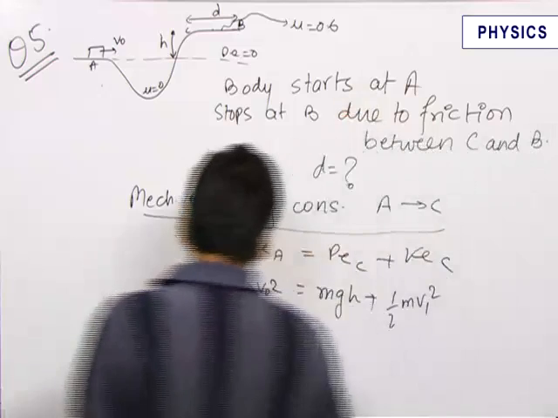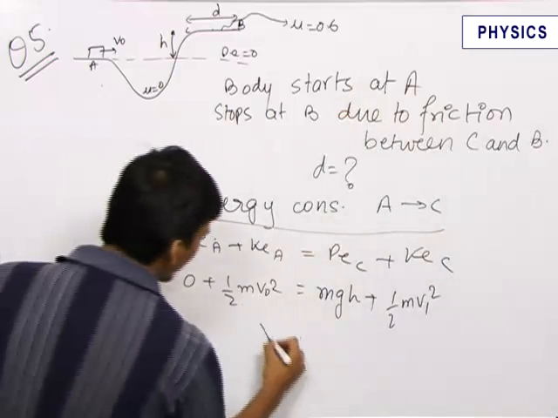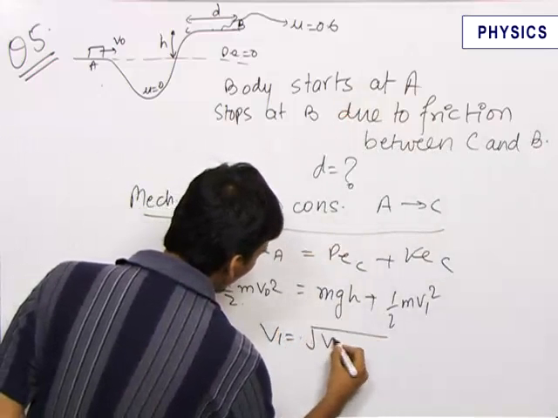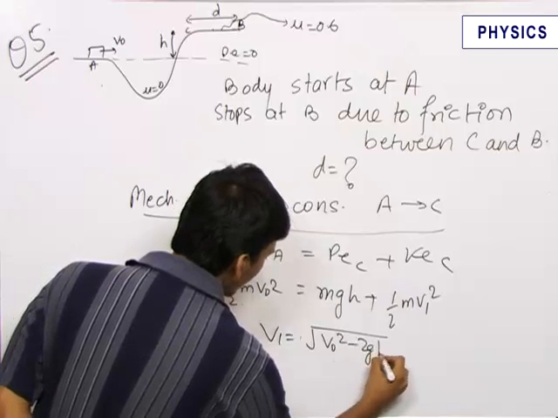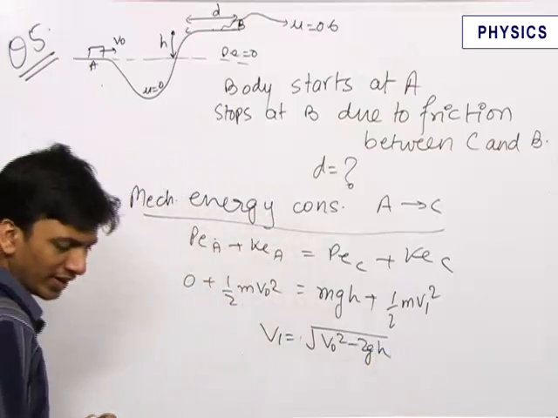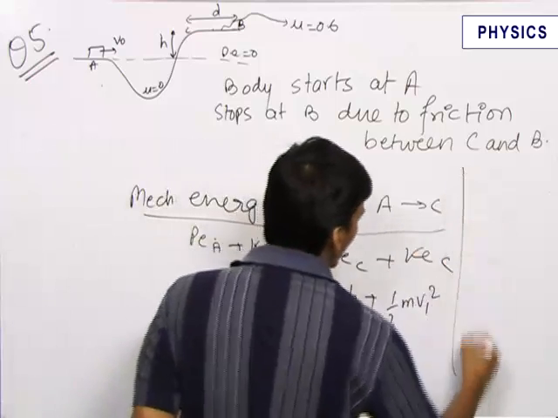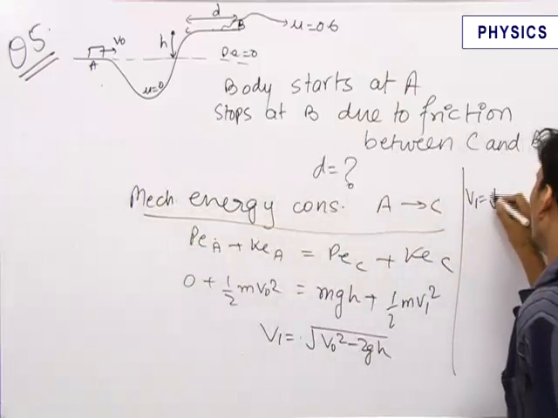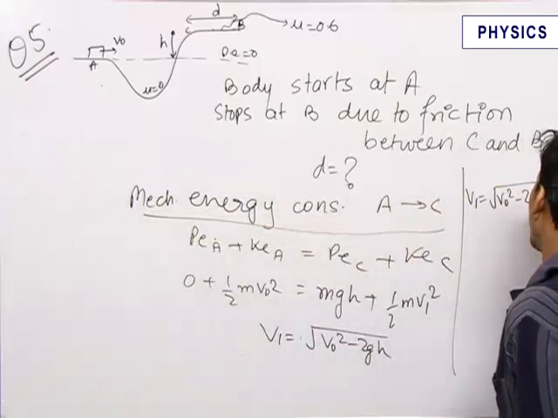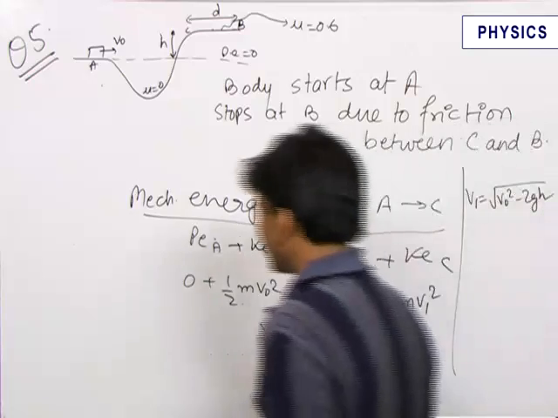Therefore, by solving this equation, we get v1 is equal to root over v0 square minus 2gh. You must remember this value: v1 is equal to root over v0 square minus 2gh.